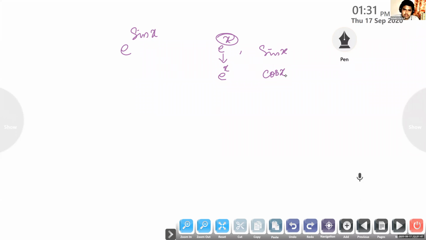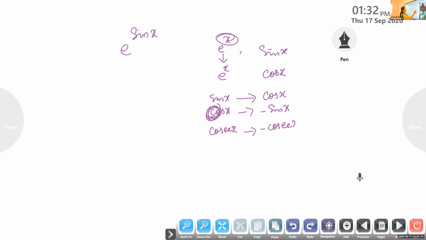See, I'll give one easy way for remembering this. What is the derivative of sine x? It is cos x. What is the derivative of cos x? Minus sine x. Whenever the function starts with co, you will get one minus sign there. What is the derivative of cosec x? Minus cosec x cot x. What is the derivative of cot x? Minus cosec square x.